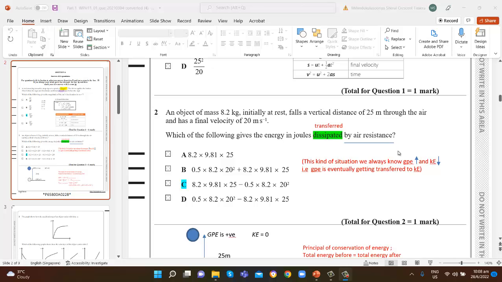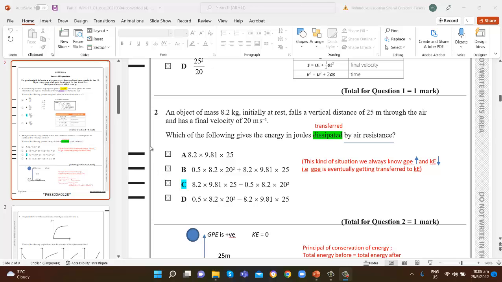If there is no air resistance in free fall, you are just telling your gravitational potential energy is transferred into kinetic energy. But here air resistance is acting, so you have to get the difference to see the energy dissipated. That's why you are subtracting kinetic energy. Kinetic energy is half, 0.5, half m, the same m, 8.2, v squared, 20 squared. So this is the answer.